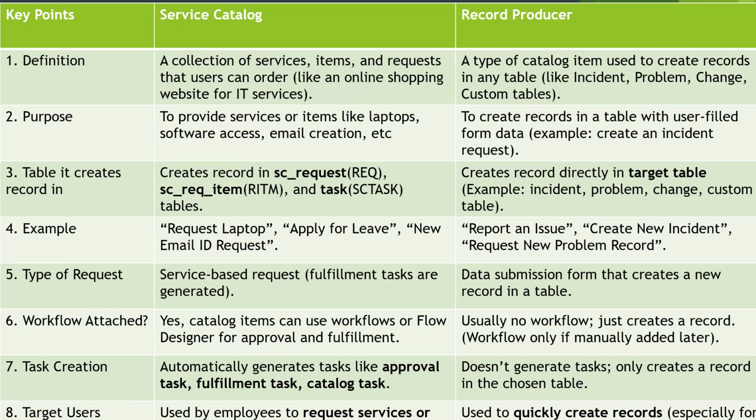Create an incident request, for example. For the incident form, caller and the default fields are there, no? That's a record producer; I'm giving that as an example. A record producer is used when a user wants to report or create a new record, like creating an incident, change request, or any custom table record. Record producer is a data submission tool, but service catalog is a service fulfillment model.